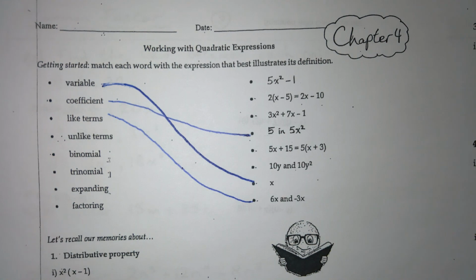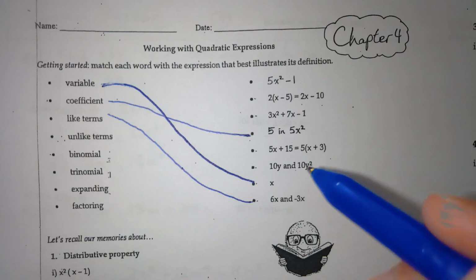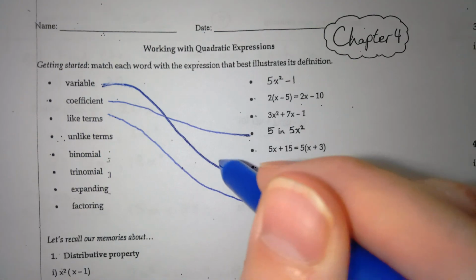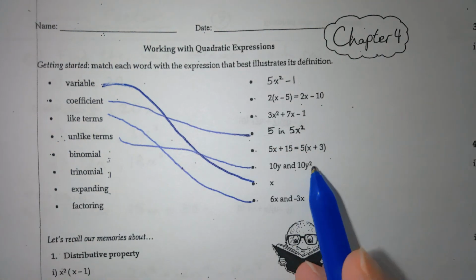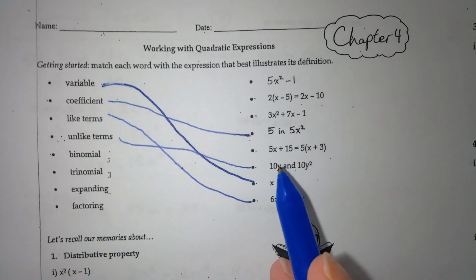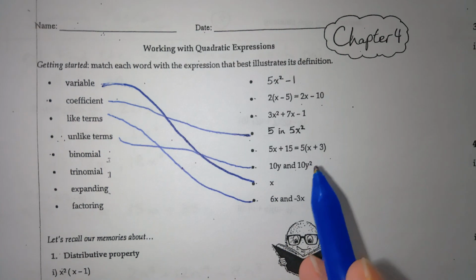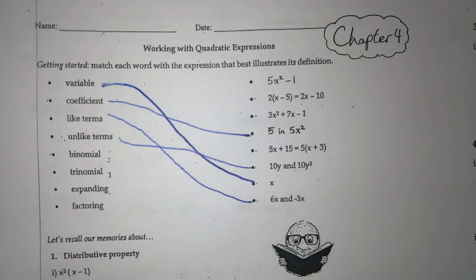What about unlike terms then? Which ones are unlike? Rasman? Right, 10y and 10y squared. They look very similar, but notice this has a degree of 1, and this has a degree of 2. So the exponent has to be the same as well if they're like terms.